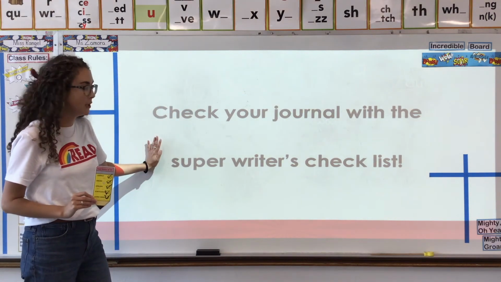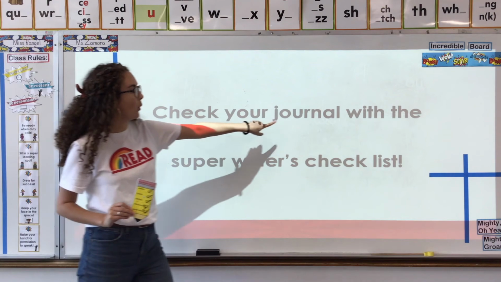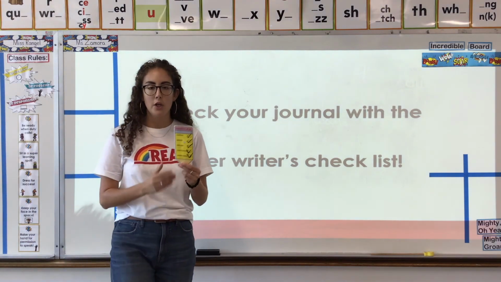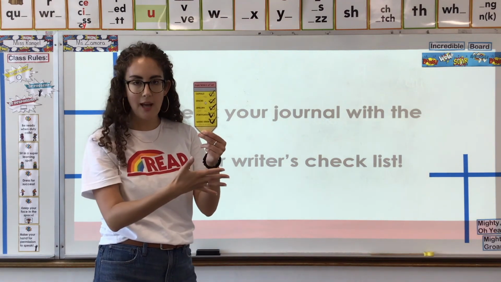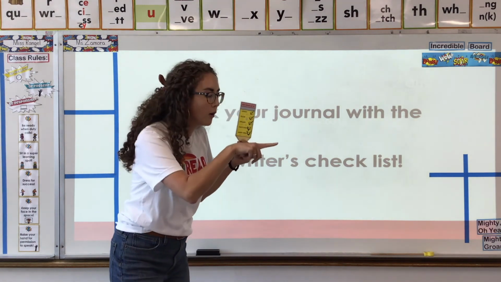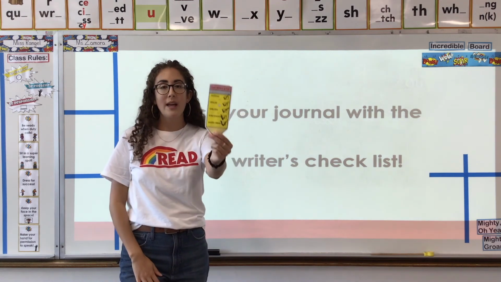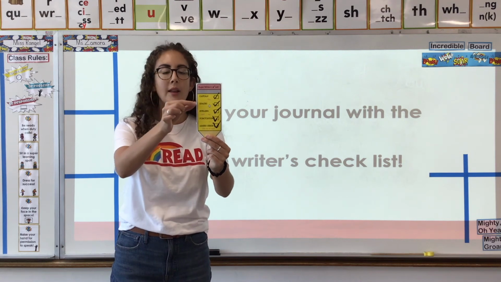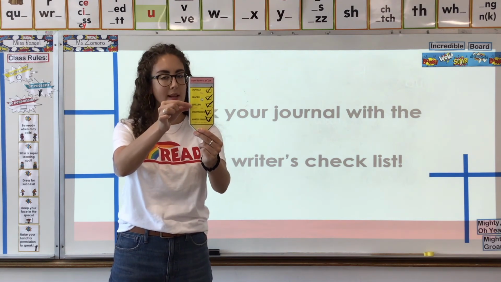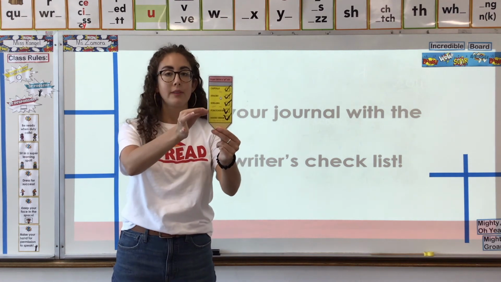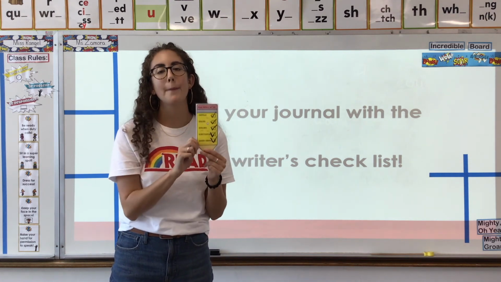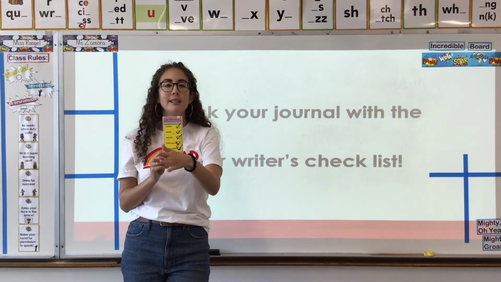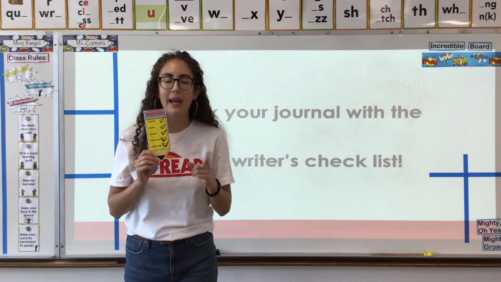So your job on your own is going to be to check your journal with the Super Writers Checklist. You are going to erase what we did together, and you're going to look over your own journal with the pencil right beside you. You're going to look for capitals, then spaces, then check your spelling with your dictionary, then punctuation, and finally makes sense. I want you to see, can you find an error that you need to change to make your entry better?